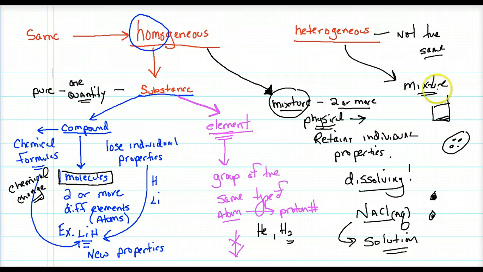Most mixtures are heterogeneous, but if they're evenly mixed, they're homogeneous, kind of like a mixing bowl if you're making a cake. Notice the only thing that is heterogeneous is a mixture, but careful, mixtures can be heterogeneous or homogeneous. In the special case that they're evenly mixed, they're solutions.